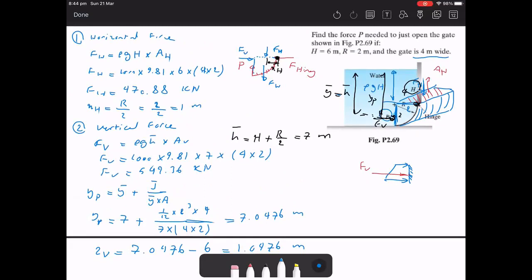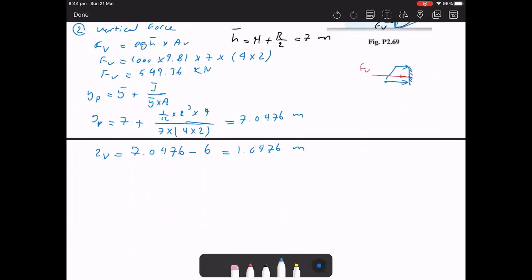Okay, we find the vertical force, its distance from the hinge. We find the horizontal force and its distance from the hinge. The last one is the weight, the force due to the weight of water trapped in this area. As shown here, we want to find the weight of water. So we know the density of the water. We can find the volume of the water here, which is a quarter of a cylinder, and then we can find the force. The third force is the force due to the weight.